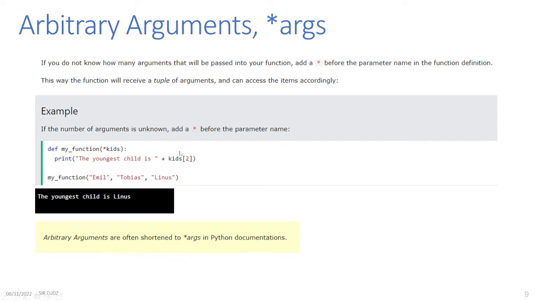In this example, we have defined my_function(*kids). That means we don't know the number of parameters or arguments. So print "The youngest child is" kids[2]. Then we have here my_function("Emil", "Tobias", "Linus"). These arguments will be passed here, and it will only print kids[2]. So 0, 1, 2, that will print Linus. The youngest child is Linus. Arbitrary arguments are often shortened to *args in Python documentation. So if you see this one, that's the arbitrary arguments.